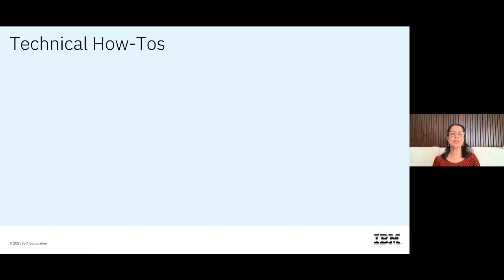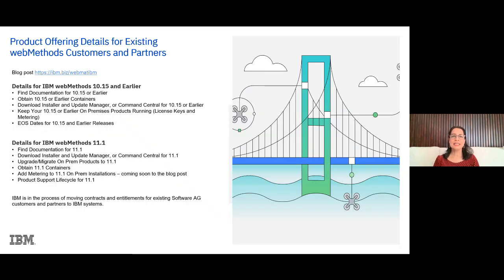Let's go to a different section that I've added in this presentation: some technical how-tos, things that customers are curious about and want to know more. We are starting to understand a lot of things as we've made the shift to now being part of IBM. There are certain processes and certain ways of accessing our products that have changed. This particular link right at the top is a blog post link that is a live page. I encourage you to bookmark it because it covers all the product offering details for our existing customers and partners.